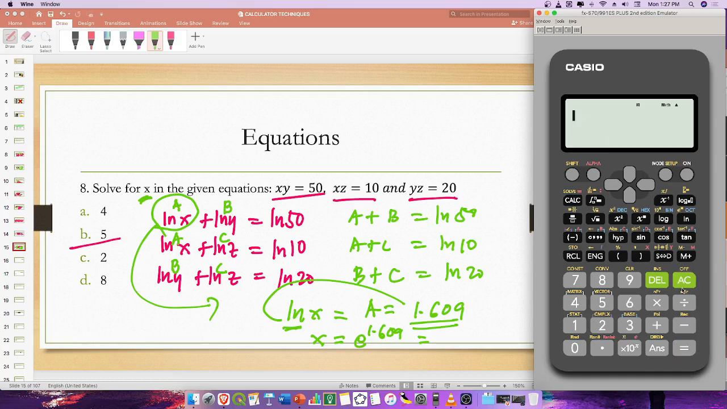So x here is 1.609. Let's just input another value of 1.609. I have not saved that in my calculator, sorry for that. So this is approximately equal to 5.